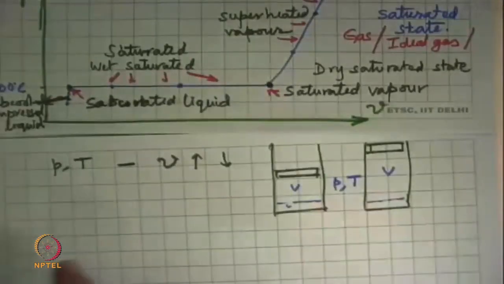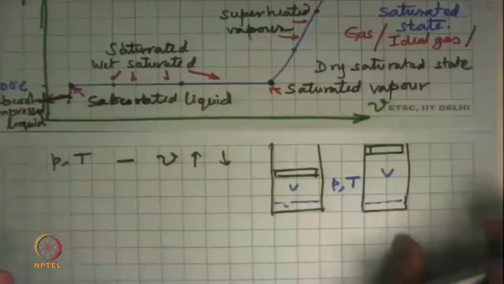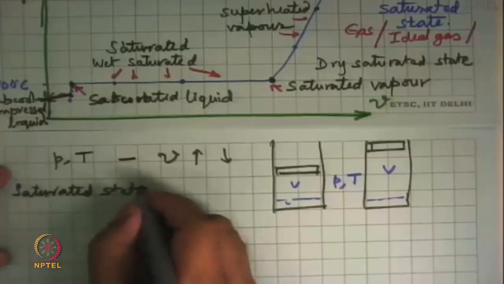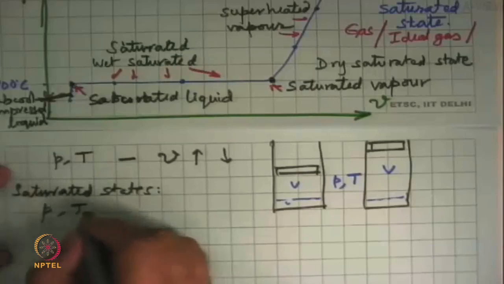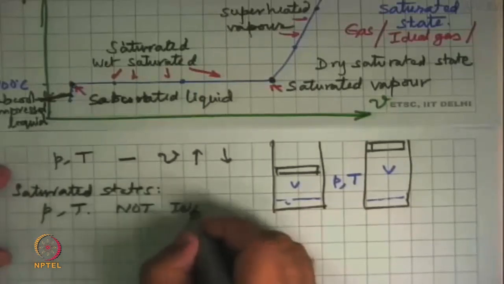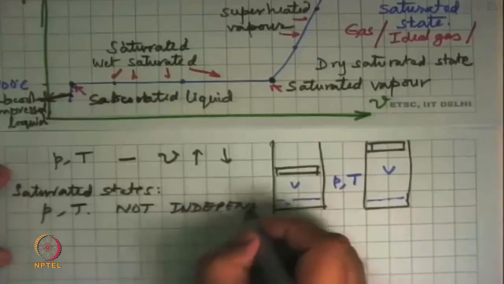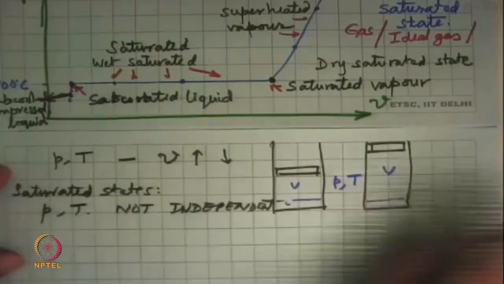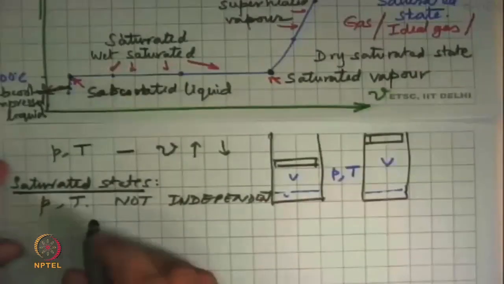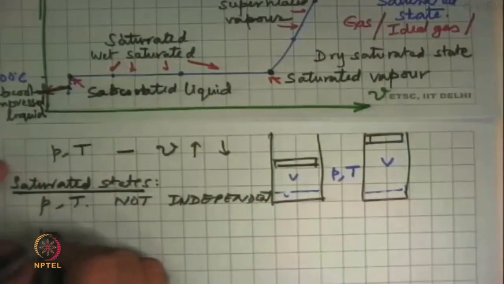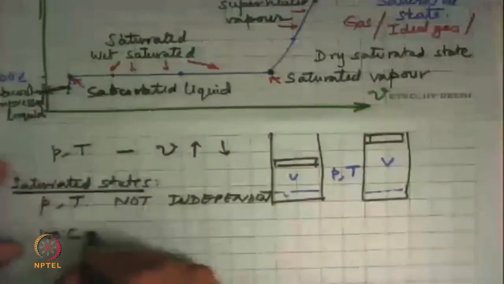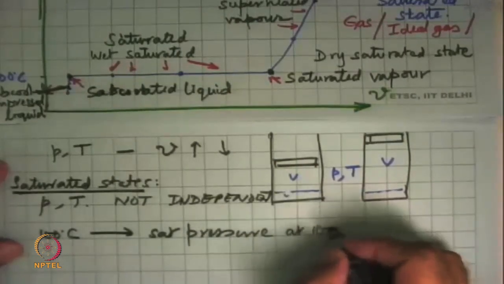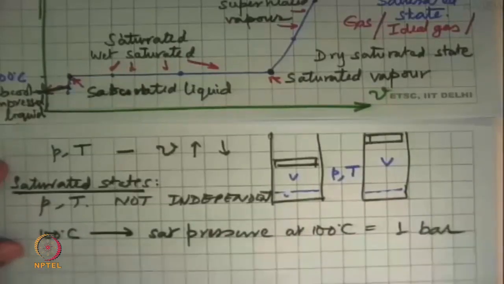And what we get is that in saturated states, pressure and temperature are not independent of each other. There is a one-to-one correlation between pressure and temperature. But that's only in the saturated state. That means if you ask, well, what is the temperature? Say, 100 degrees Celsius. Then we can look up data that is already there and say, look, the saturation pressure at 100 degrees C is 1 bar.